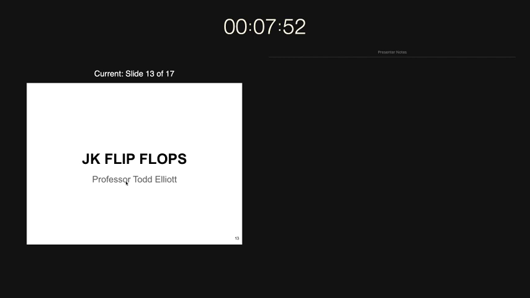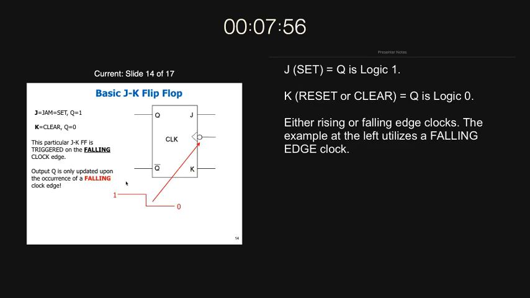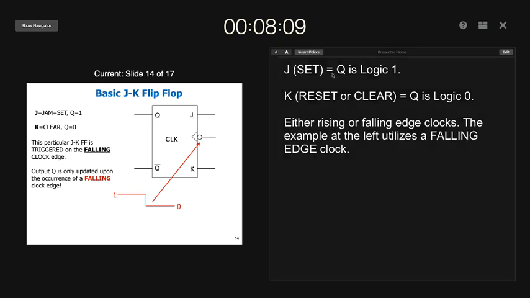Okay, JK flip-flops. So JK flip-flops, they're a little different. We're going to use these to build our counters. So it has a single output Q. J stands for jam. J is like set. If we activate the J, we want to make Q equal to logic 1. Okay. If we activate the K, K is like clear, reset or clear, Q is logic 0.